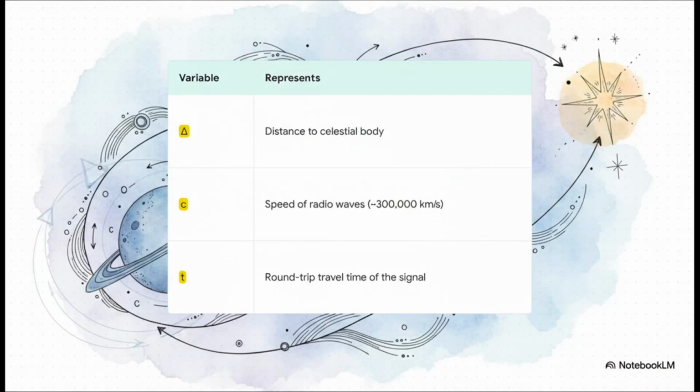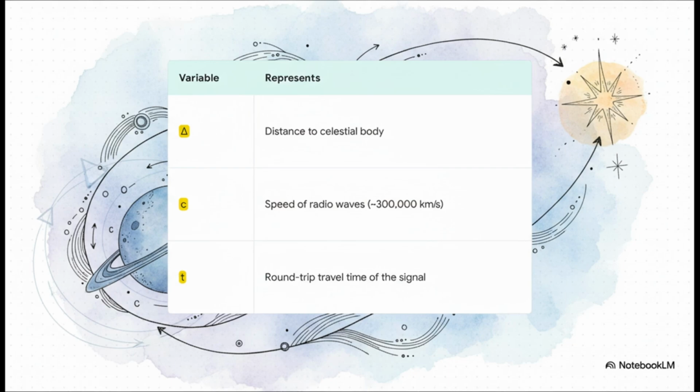The principle here is remarkably simple. We transmit a powerful radio pulse toward a planet and start a very precise timer. We then wait for that pulse to reflect off the planet's surface and return to our detector. We measure the total round-trip time, t. Since we know the speed of radio waves, c, the speed of light, the distance is simply the speed multiplied by the time.